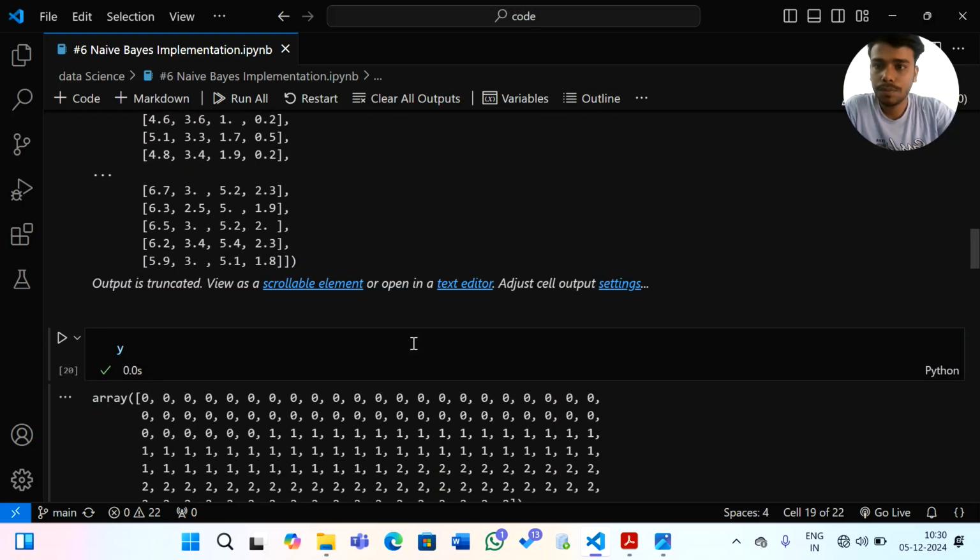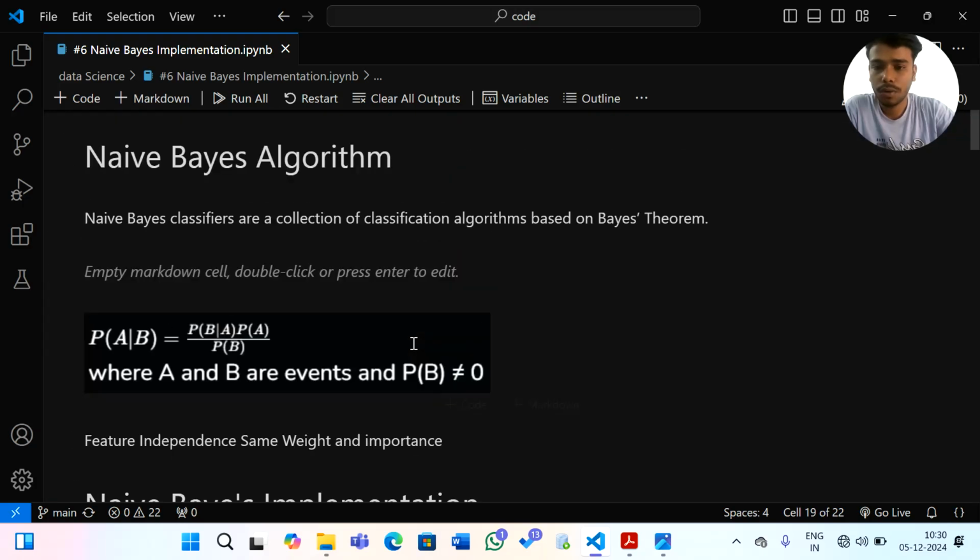We have implemented it successfully. I hope you have understood Naïve Bayes. The algorithm was based on Bayes' theorem, which is basically about probability. We calculate the probability for all the possible conditions for a specific class, for yes and for no, and then we select the output which has the greater probability.